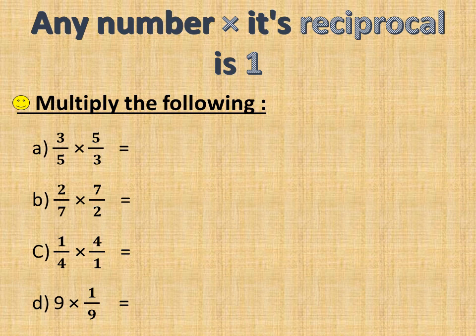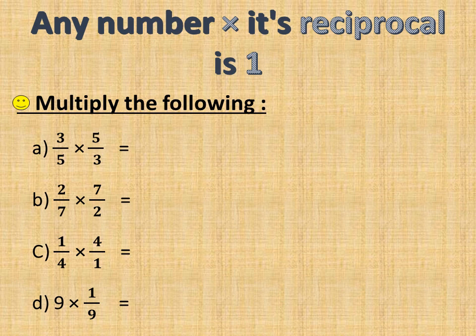Let's check the first fraction, 3 over 5. Can we simplify 3 and 5? No, we can't, because they are not in the same table. In the second fraction, 5 over 3. Can we make simplifying here? No, 5 and 3, they are not in the same table.